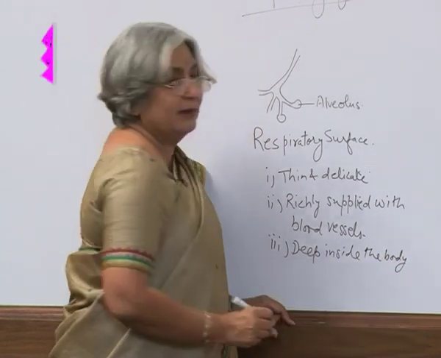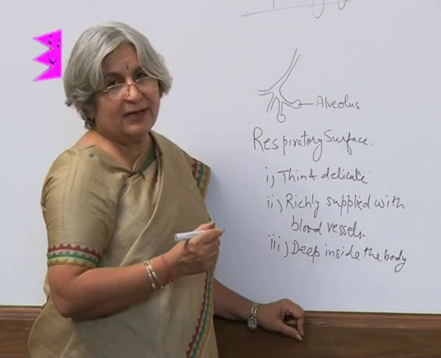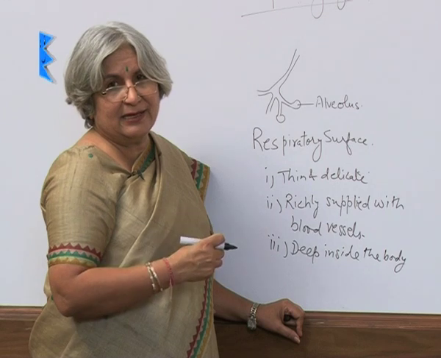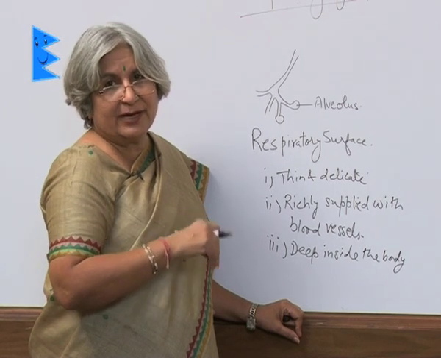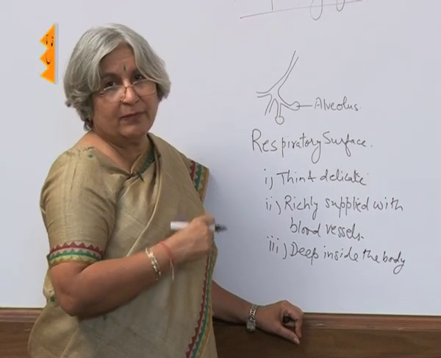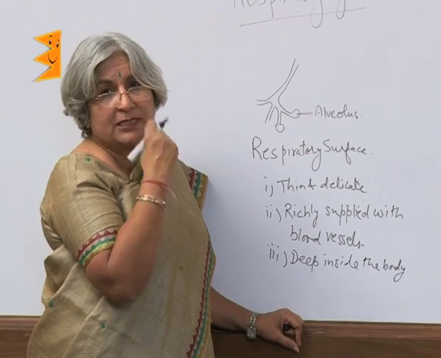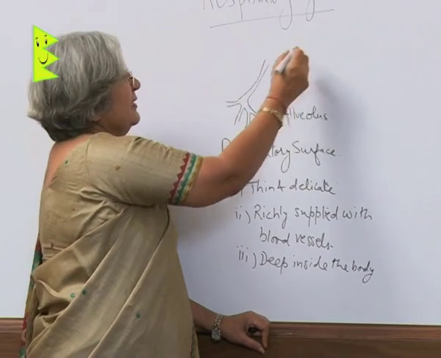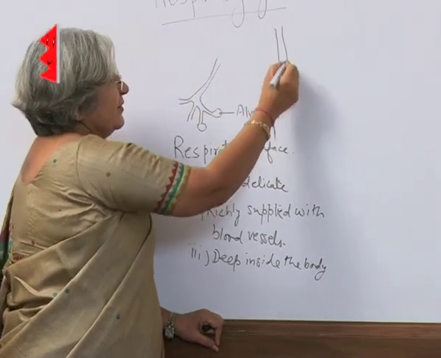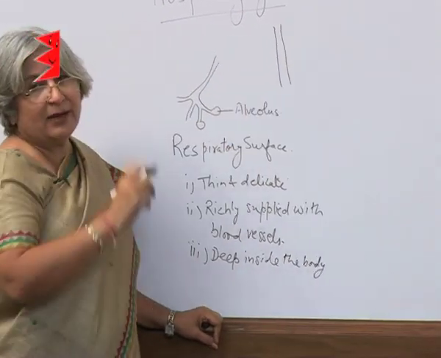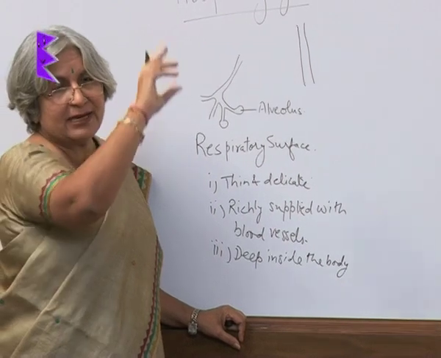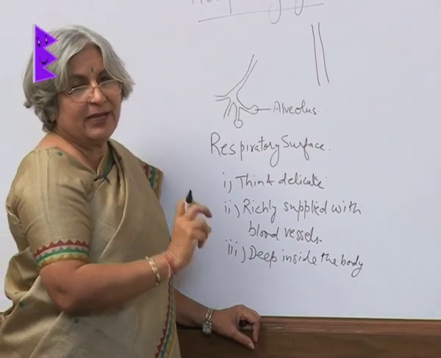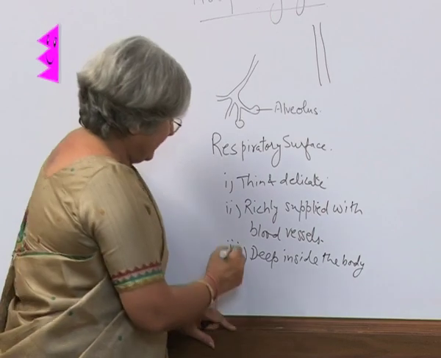For example, in human beings, the alveoli are inside the lungs, lower side of the thorax, but we are breathing through the nasal passage. So, how will it reach? For that purpose is the trachea. So, there always has to be a passage which will connect the environment with the respiratory surface.